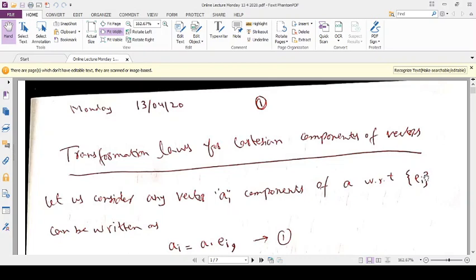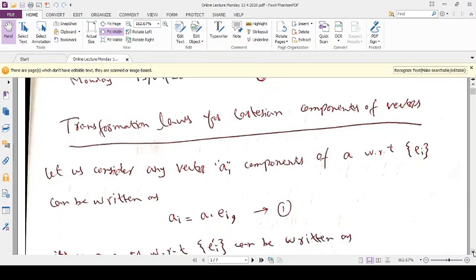Today we will discuss transformation laws for Cartesian components of vectors and Cartesian components of tensors with some examples. So let us start.